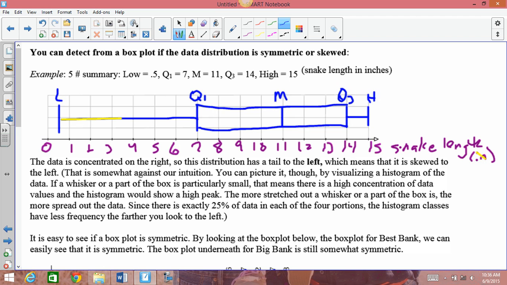Hopefully then you can easily tell that this data is not symmetric. Out here, this whisker, there's one unit. Down here, this is what, 6.5 units. So definitely skewed here. I would say it's always skewed in the direction of where that long tail is, like we talked about previously. The long tail is over here on the left. So I would say that this data set here is left skewed.